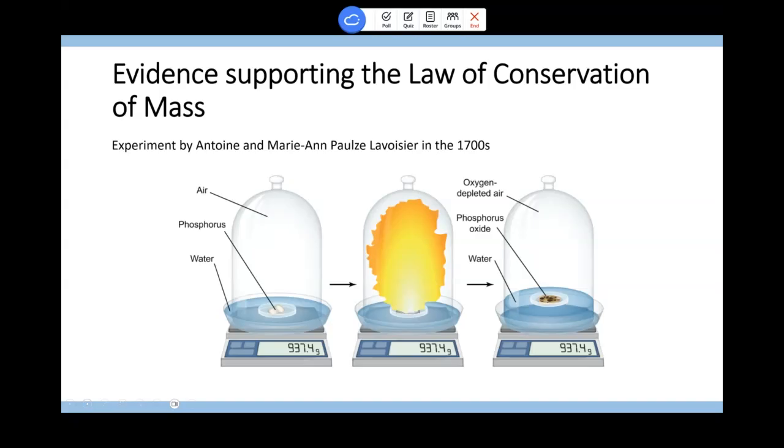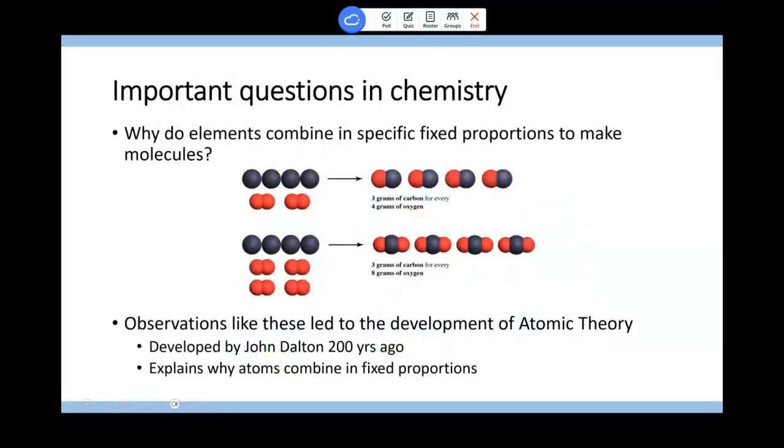Another thing that researchers noticed is that elements combine in specific fixed proportions. So if we have 4 atoms of carbon in this first example and 4 atoms of oxygen, they combine to form carbon monoxide. And for every 3 grams of carbon, there's 4 grams of oxygen in every carbon monoxide molecule.